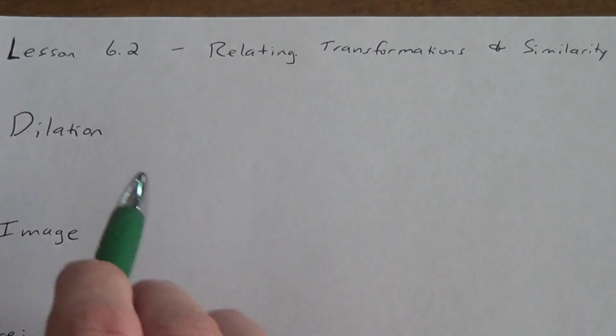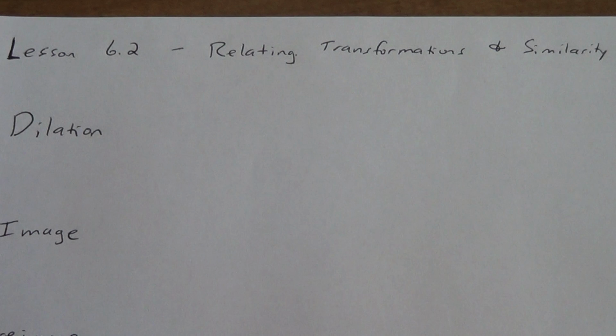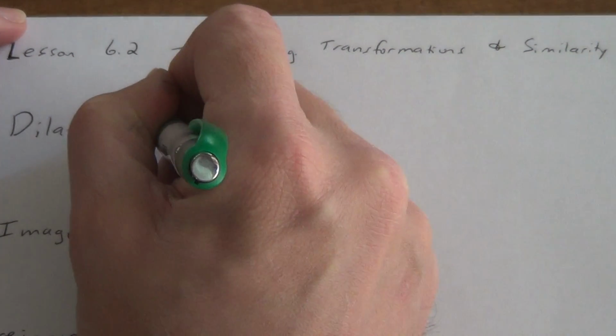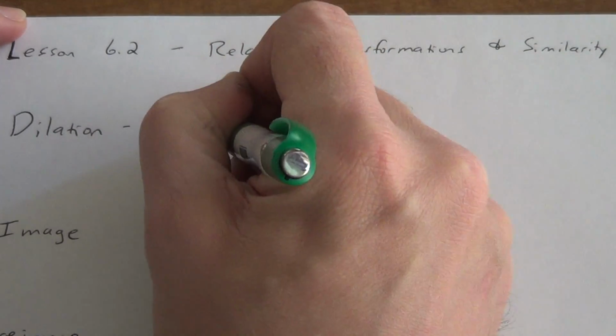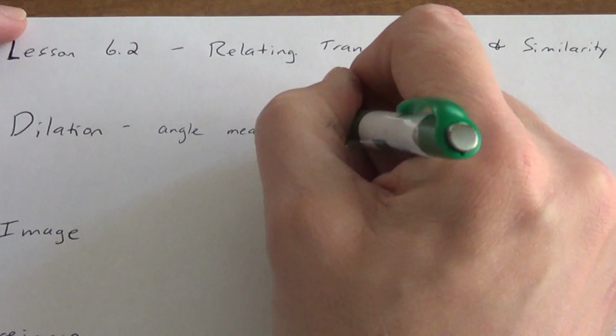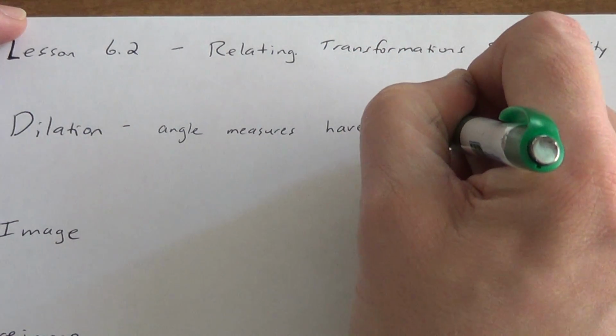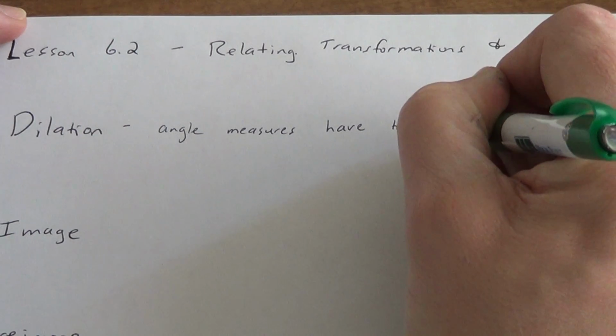Okay, so this is what's called a dilation. A dilation is a transformation where the angle measurements stay the same, but the sides don't have to. Okay, so a dilation, angle measurements stay the same. The sides don't have to stay the same. All right, angle measurements have to remain the same. The sides do have something though.